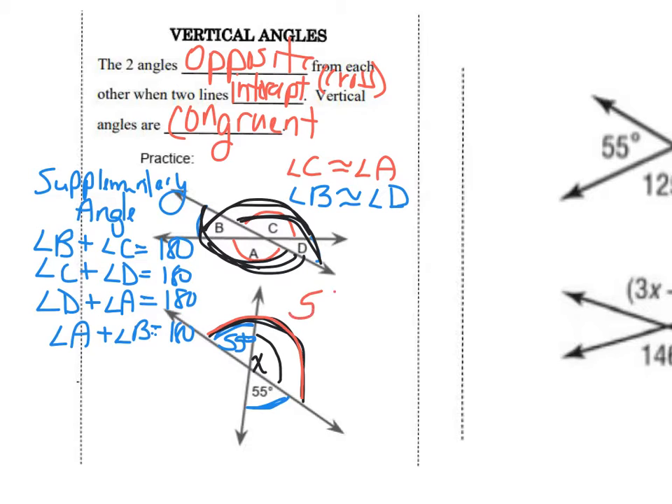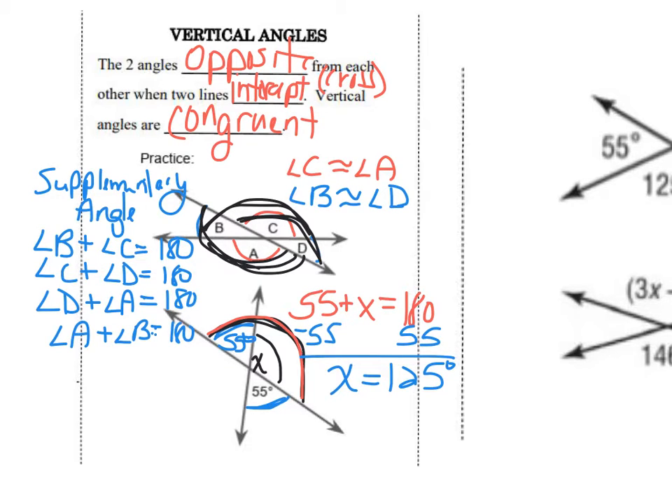So what we need to do is 55 plus x equals 180 degrees. Please do the math. So you're subtracting 55 from each side. So x will equal 125. Okay, so if x is 125, then this is also going to be 125 degrees.